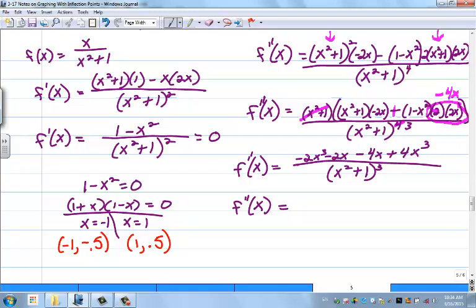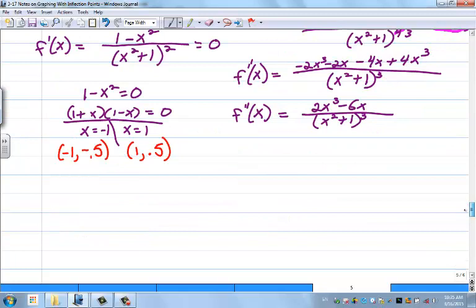So 4x cubed minus 2x cubed, that's going to be our first term, 2x cubed. And then negative 2x minus 4x gives me minus 6x all over x squared plus 1 to the third power. Now, what's the next step? Well, I'm going to take that and set it equal to 0. Right? And I'm going to solve for x.